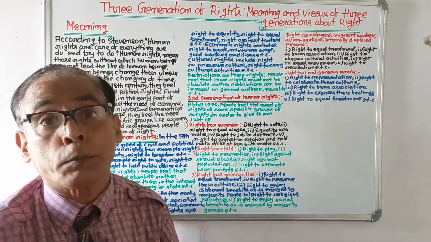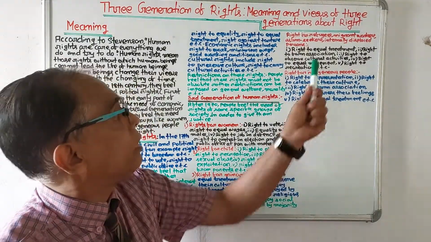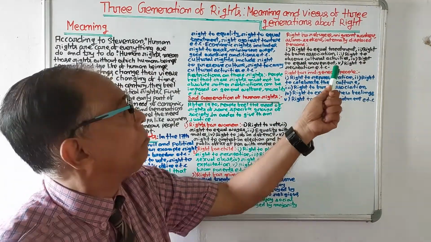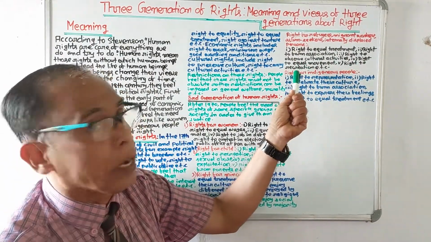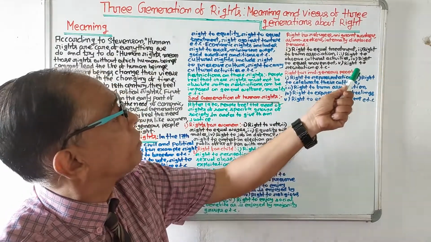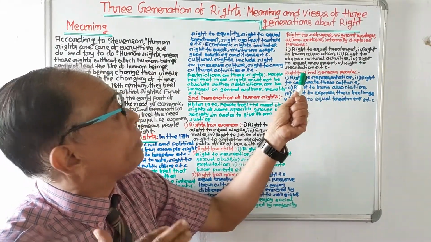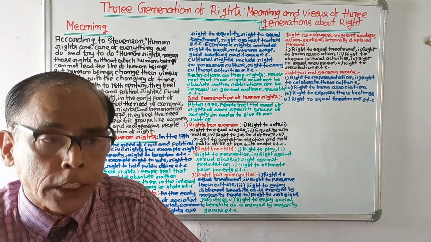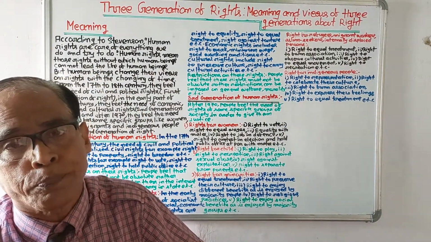So these people must be given some special rights, like right to equal treatment, right to form association, right to observe cultural activities, right to equal movement, right to recreation, etc. These people must be also given some special rights.